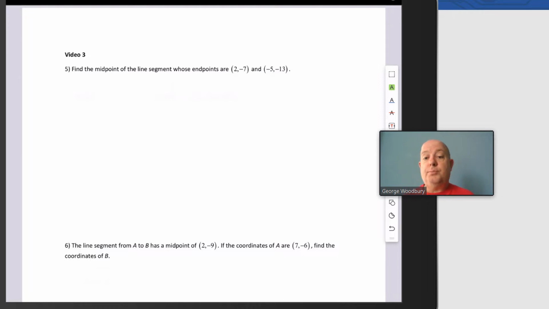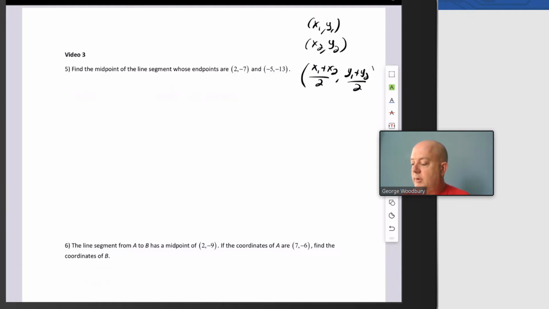Now, if you have 2 points, let's call them x1, y1, the first x and the first y, and x2, comma y2, second x, second y coordinates, then the midpoint can be found by just averaging the coordinates. So x1 plus x2 divided by 2 is the average of those x coordinates. That gives you the value right in the middle of those two. And then we repeat the same thing for y. y1 plus y2 divided by 2. So that's how we find the midpoint.